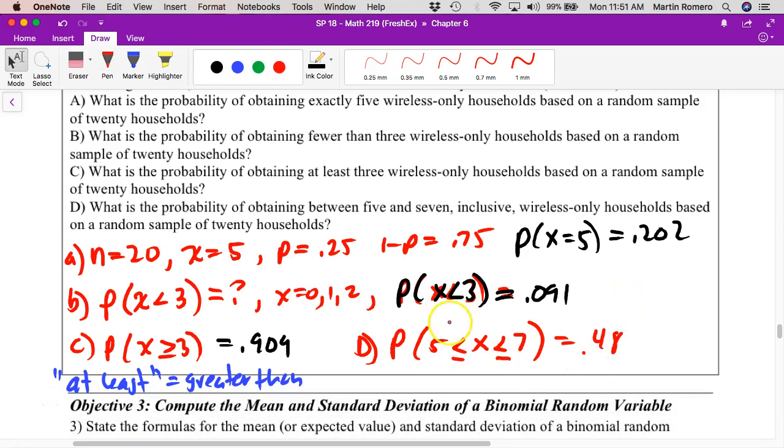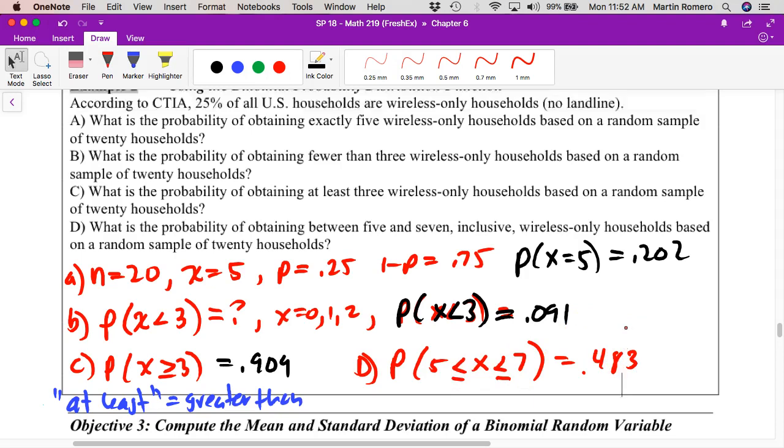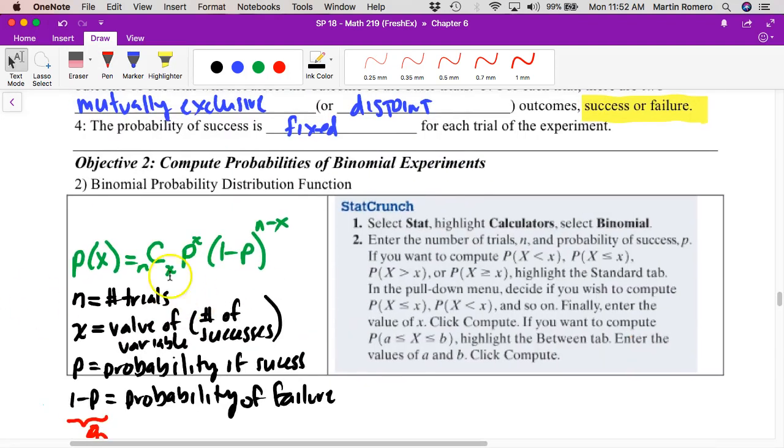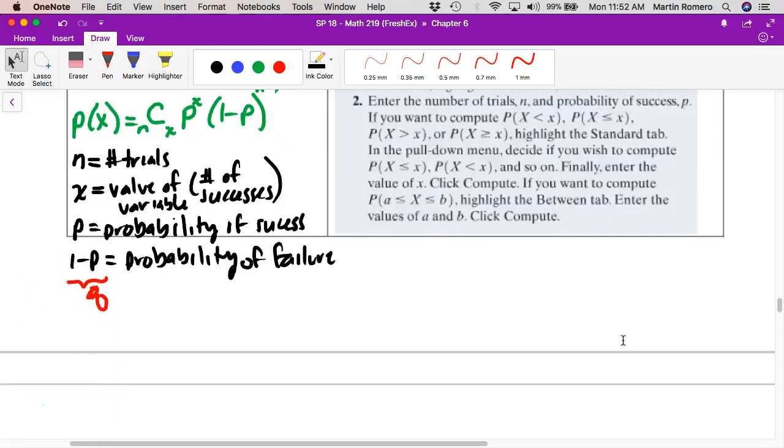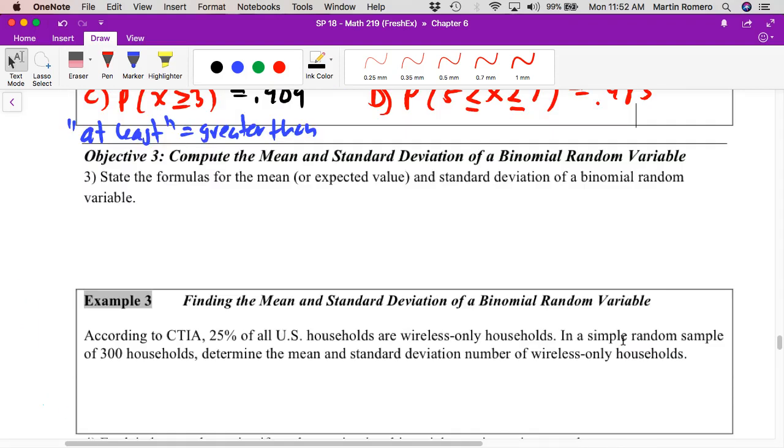There we go. This is how we calculate binomial probabilities using StatCrunch, which is really using this complicated formula based on a binomial probability experiment. That's the end of part 2.